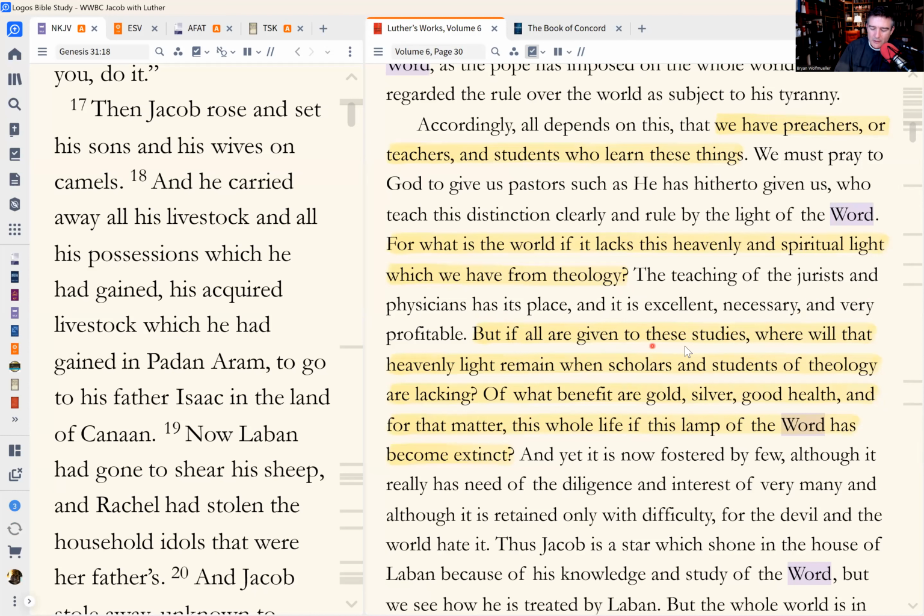But if all are given to these studies, where will the heavenly light remain when scholars and students of theology are lacking? Of what benefit are gold, silver, good health, and for that matter, this whole life, if the lamp of the word has become extinct? And yet now it's fostered by few, although it really has need of the diligence and interest of very many, and although it is retained only with difficulty, for the devil and the world hate it.